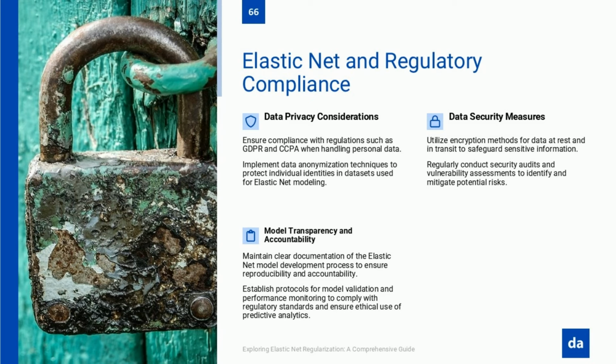Another major area of compliance is bias detection and fairness auditing. Regulators are increasingly requiring that machine learning models be tested for unintended discrimination. In the US, the Algorithmic Accountability Act aims to increase transparency in AI decision-making, while frameworks like the EU AI Act are being developed to set strict rules on AI fairness and risk assessment. Regular audits of Elastic Net models, such as checking whether certain demographic groups receive disproportionately different predictions, help ensure compliance with these evolving standards.